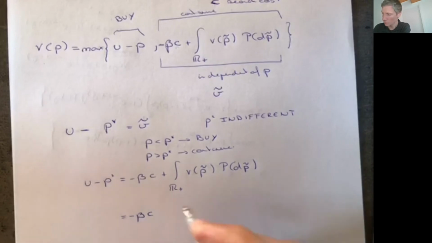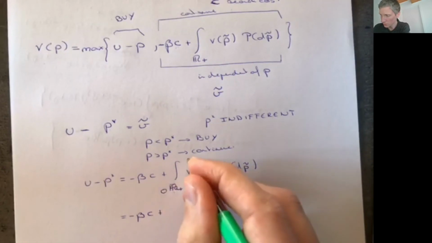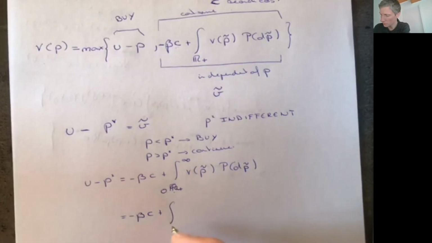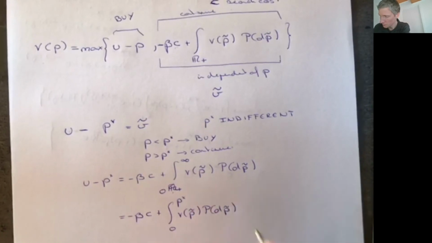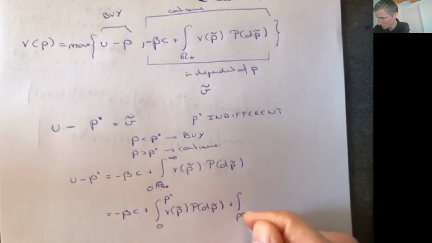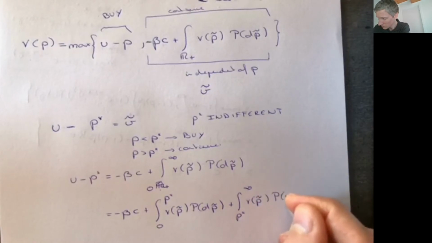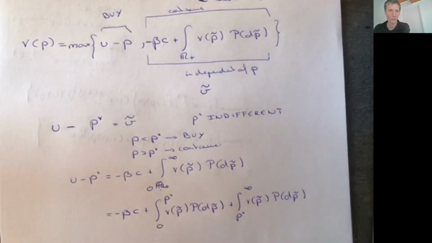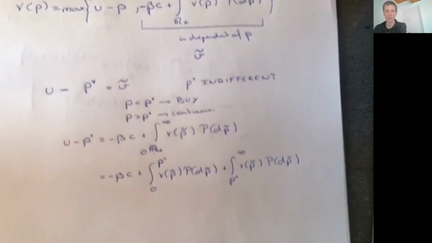What's the trick I'm going to use now? This integrates from 0 to infinity, so the bounds are 0 and infinity. I can write this as the integral from 0 to P star of V of P tilde times the density dP tilde, plus the integral from P star to infinity of this. This is just splitting up the integral into two parts.